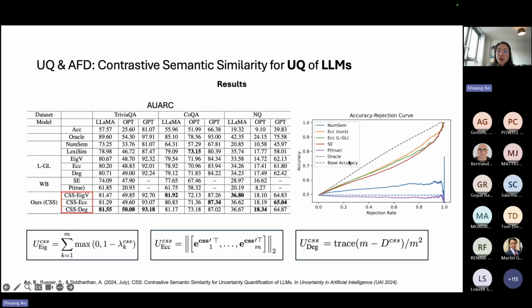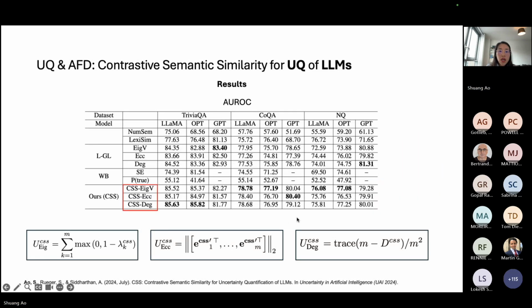From this accuracy rejection curve, you can see that our method gives a better way to quantify the uncertainty. And for the AURC, it also shows a similar result. Here I will not explain how the spectral clustering works, but I'm happy to do that after this presentation.